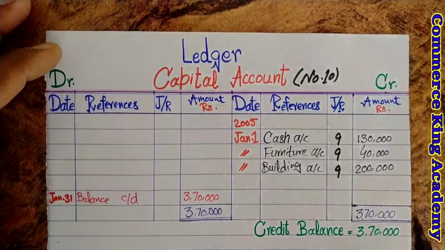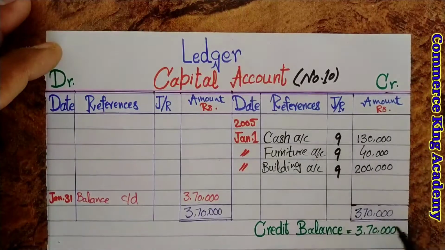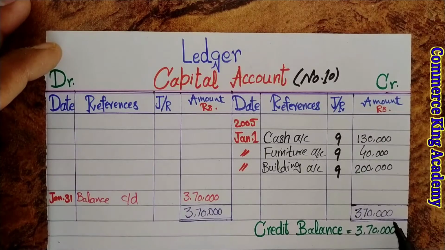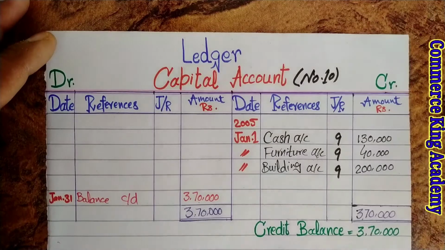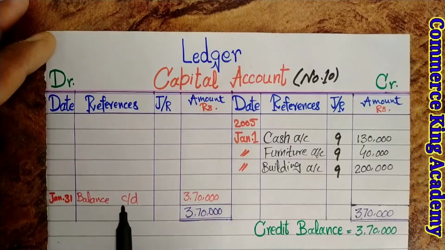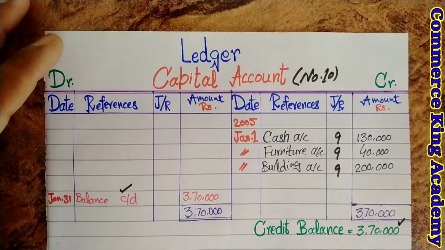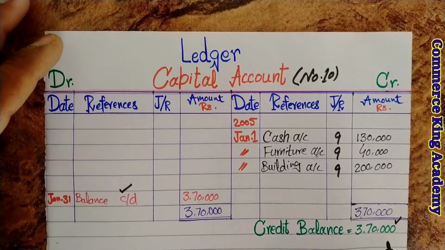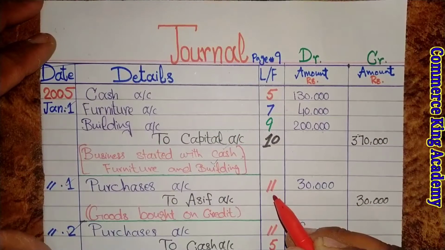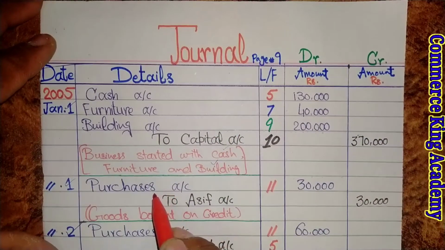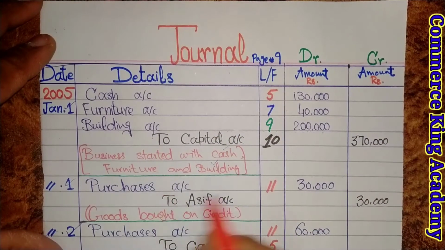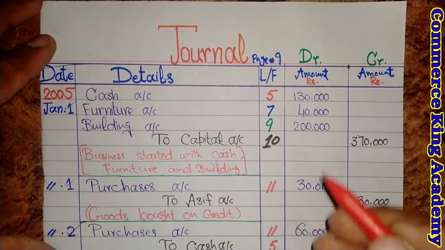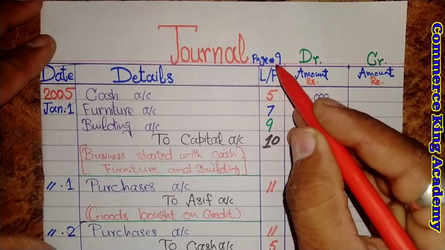Okay. So we have totals of these accounts 370,000 rupees. So we have difference of this balance on debit side, balance carry forward. Okay. So we have credit balance of ledger capital account. Okay. Our next account is purchases account, for which we prepare the ledger account. Okay. Ledger folio number 11, page number or journal reference number 9.